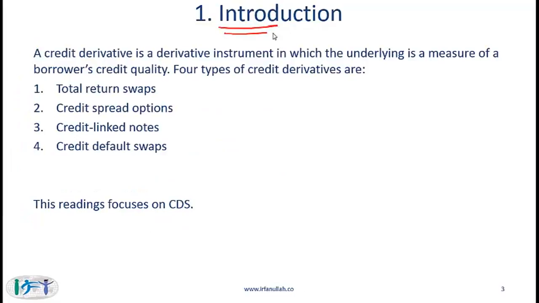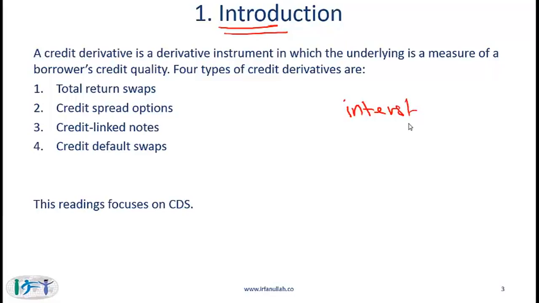Let's start with an introduction. Over the last few readings, we have spent a fair amount of time talking about interest rate risk and how to manage this risk. We haven't really said much about managing credit risk, and that is where this particular reading comes in. Our focus here will be on how to manage credit risk using credit default swaps.